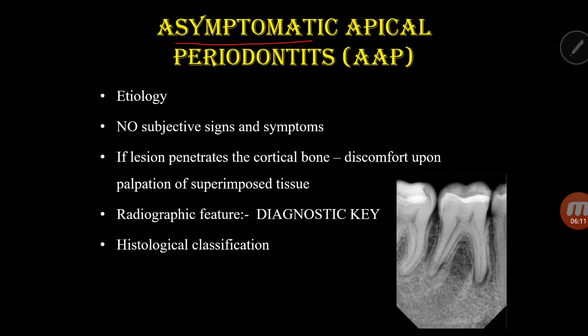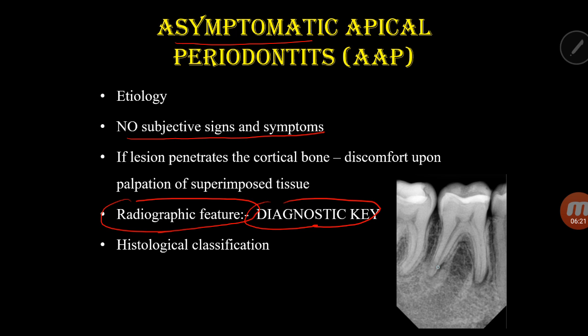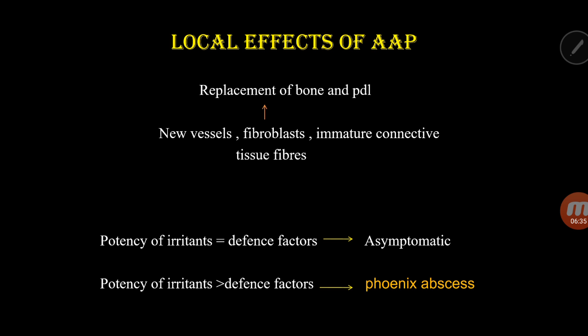Whereas in asymptomatic, the diagnostic sign is the radiograph, where the patient may not always give you signs and symptoms of pain, but radiographically you can appreciate the loss of lamina dura and PDL widening. So in such cases, you can go for asymptomatic apical periodontitis, where the symptoms are absent but there is an inflammation of the periodontium.